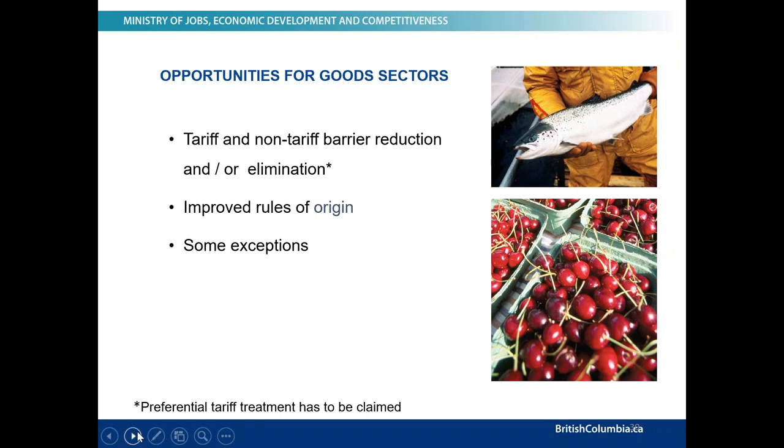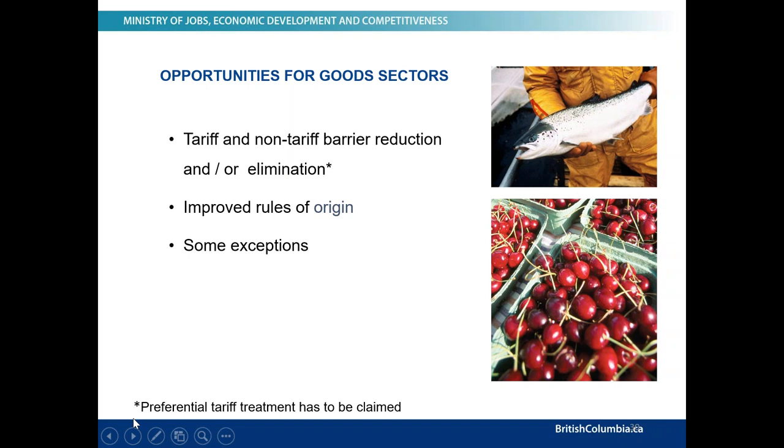Then there are improved rules of origin. This is the recognition that in today's world, most things are not made using product coming from just one country, and rules of origin help to determine where the good originates, where it is actually produced. Rules of origin allow a product to be considered as coming from one country if it meets a certain percentage of domestic content. If this is met, then you can claim the tariff preference as a Canadian good. Rules of origin differ from one agreement to another, so it is important to know how they apply to your specific product in a specific market.